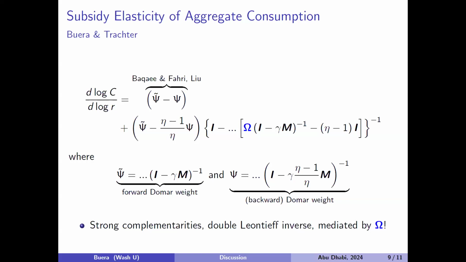There will be a more static impact given by the difference between a forward and a backward Domar weight. That's going to be similar to the result by Baqaee and Farhi. And there will be more of a productivity effect, think of it as a dynamic effect, that has to do with the fact that policies affect adoption, and adoption affects the productivity of the sector.